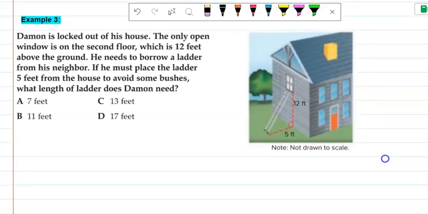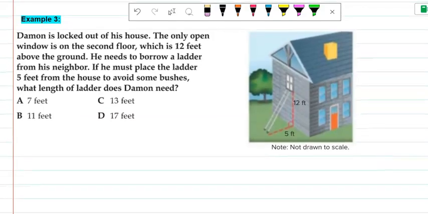All right, let's do one more example. So we have Damon is locked out of his house. Uh-oh. The only open window is on the second floor, which is 12 feet above the ground. He needs to borrow a ladder from his neighbor. If he must place the ladder 5 feet from the house to avoid some bushes, what length of ladder does Damon need? Okay, so it looks like our unknown is going to be the length of the ladder.